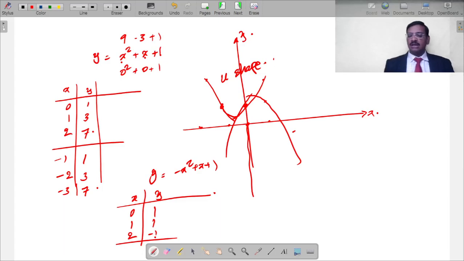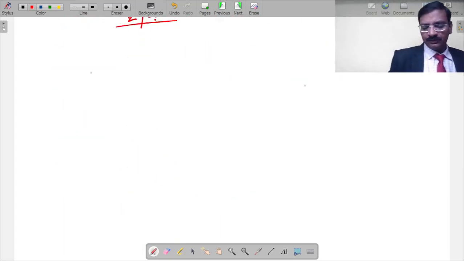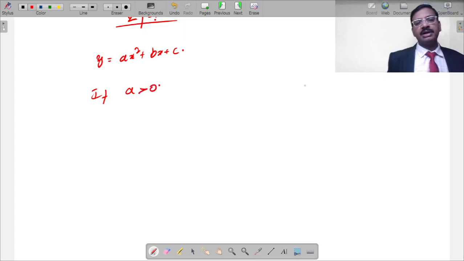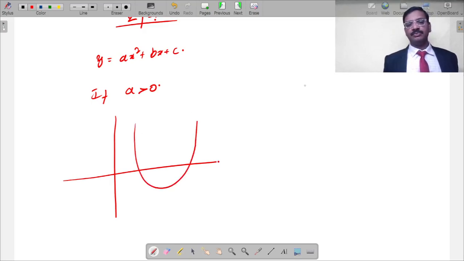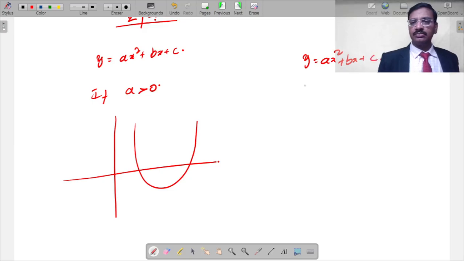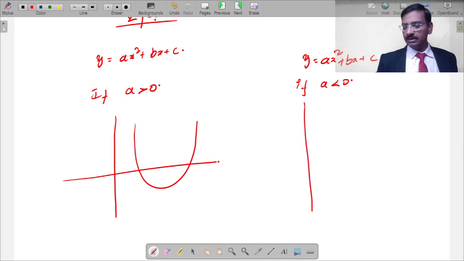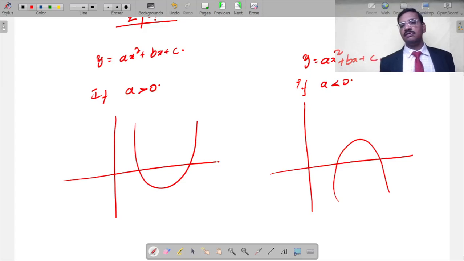See this, if I try to draw the graph for the function y is equal to ax square plus bx plus c, and if a is a positive number, greater than 0, then the shape of the graph will be of this particular format. So this is the shape if a is greater than 0. And similarly, for the same function y is equal to ax square plus bx plus c, if a is a negative value, then the graph will be in the inverted format.